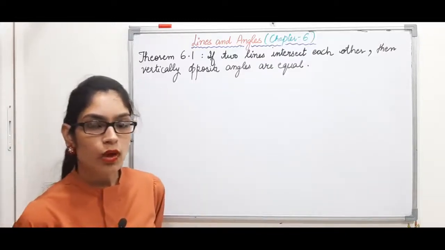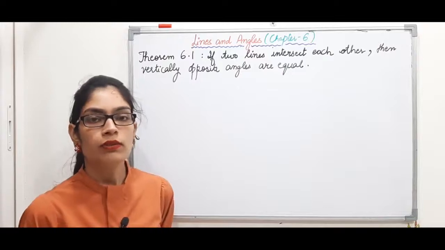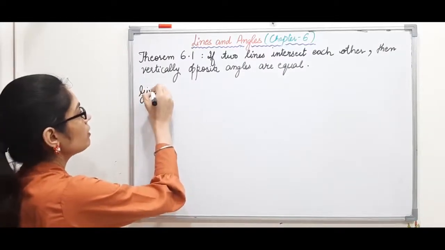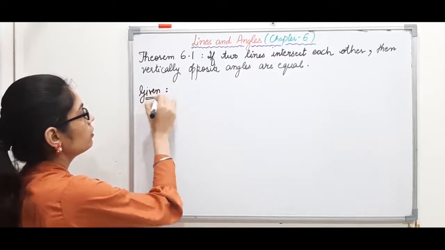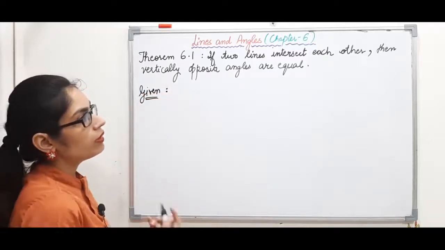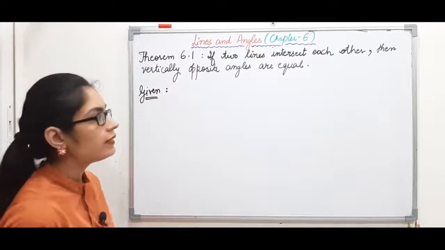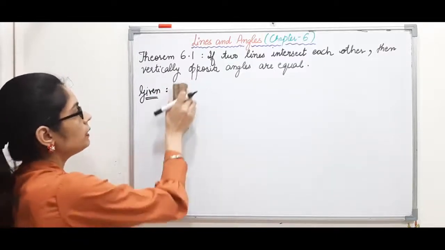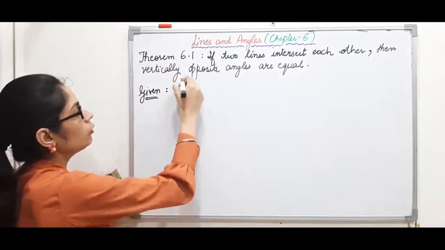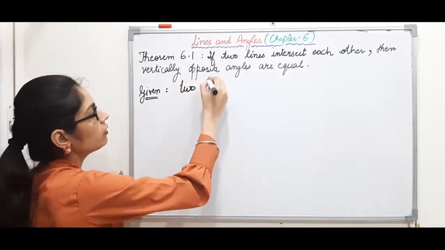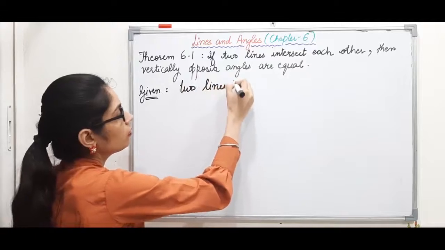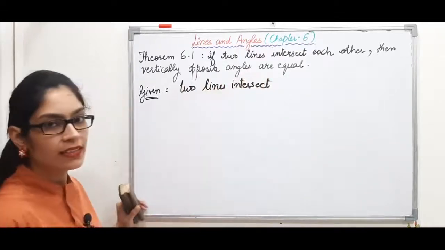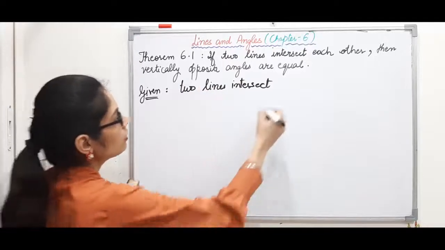While doing the proof of any theorem, first of all just write what is given to you. So given: two lines are intersecting each other. We can name them, or simply you can mention two lines intersect each other. This is given to us. Two intersecting lines, you can also mention.